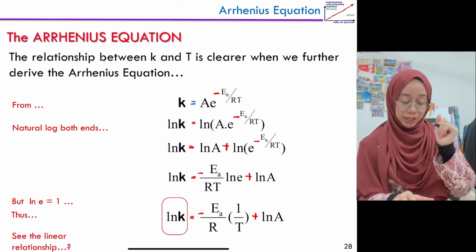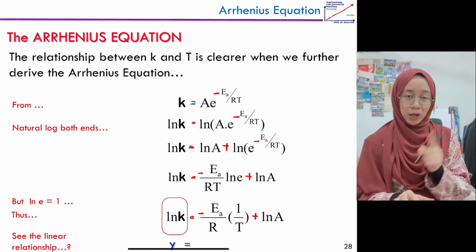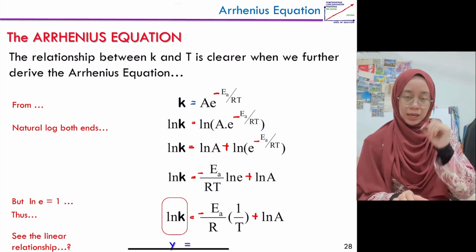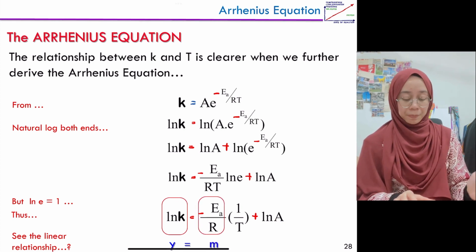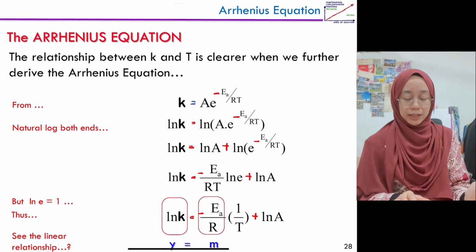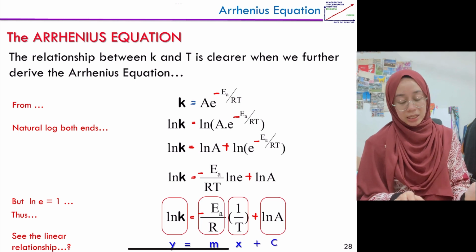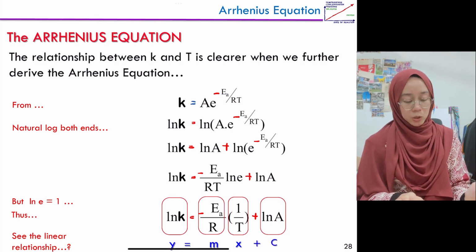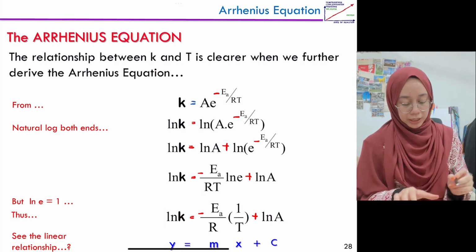Okay, whereby the ln K tu sebenarnya dia ada jarak ln dengan K. Okay, so itu adalah Y. Okay, meanwhile negative EA over R, that is the M. Okay, and then 1 over T pula, that is the x-axis, and then ln A pula adalah the C, the intercept. Okay, so kalau daripada equation ni, okay, so ini equation yang penting lah.